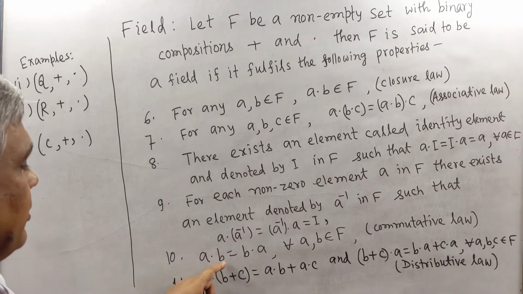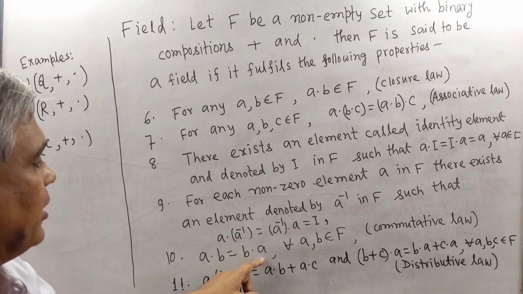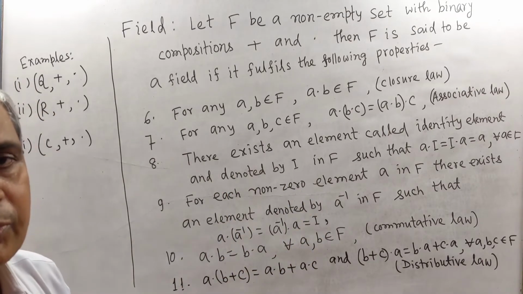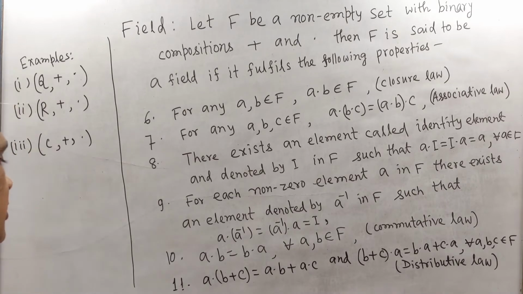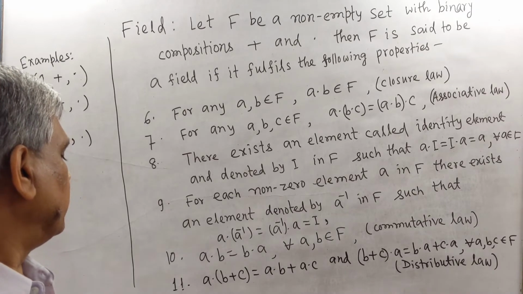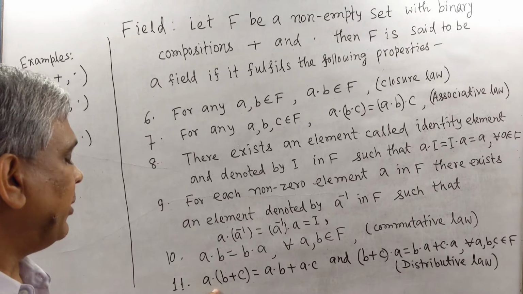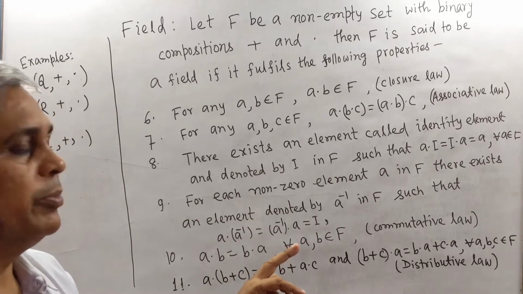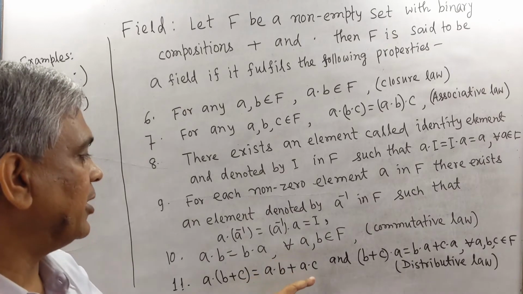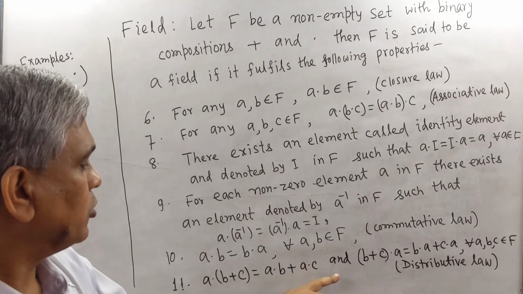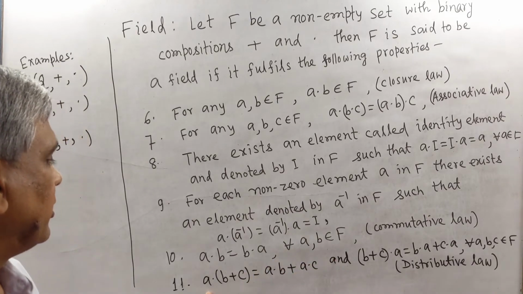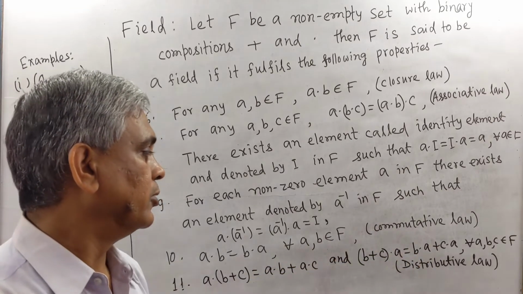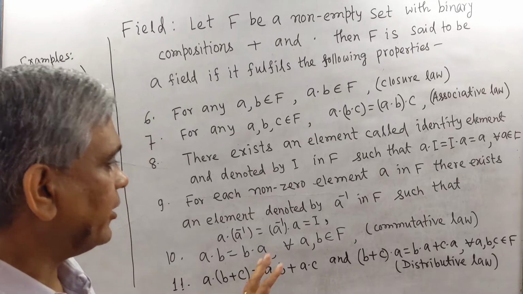Number 10: A multiply B equals B multiply A for all A, B belongs to F. This is the commutative law for multiplication. Number 11: A multiply (B plus C) equals A multiply B plus A multiply C. Also, this is the left distributive law and this is the right distributive law. Both are distributive laws.